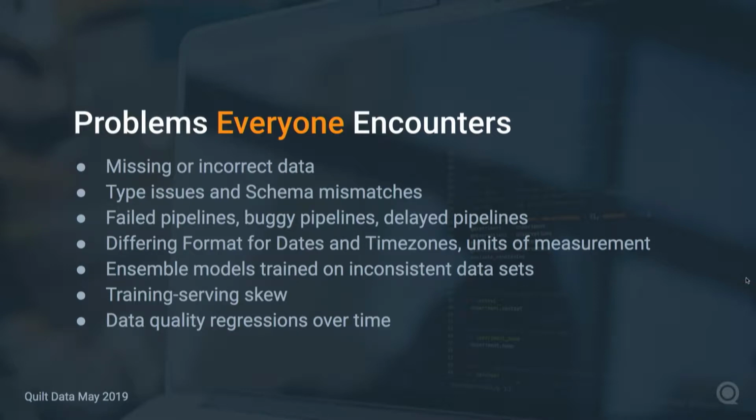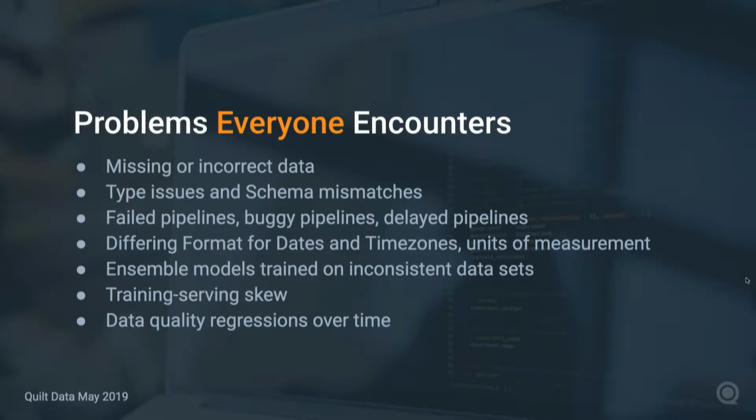These are the types of problems that I have encountered everywhere I've been, and I'm sure that most of the people in this room have encountered similar subsets of these problems. When you're running a large data system, you'll have issues with incorrect and missing data. You'll have type issues. You'll have schema mismatch issues. You'll have failed pipelines, buggy pipelines, delayed pipelines, and all of those will ripple through your systems and impact other pipelines downstream. You'll have inconsistent formats and handling of your date times, your time zones, your units of measurement.